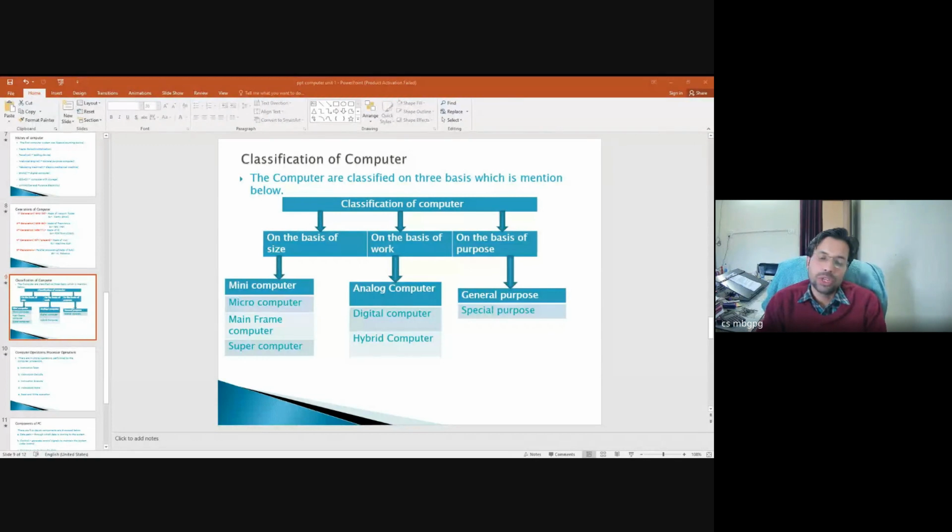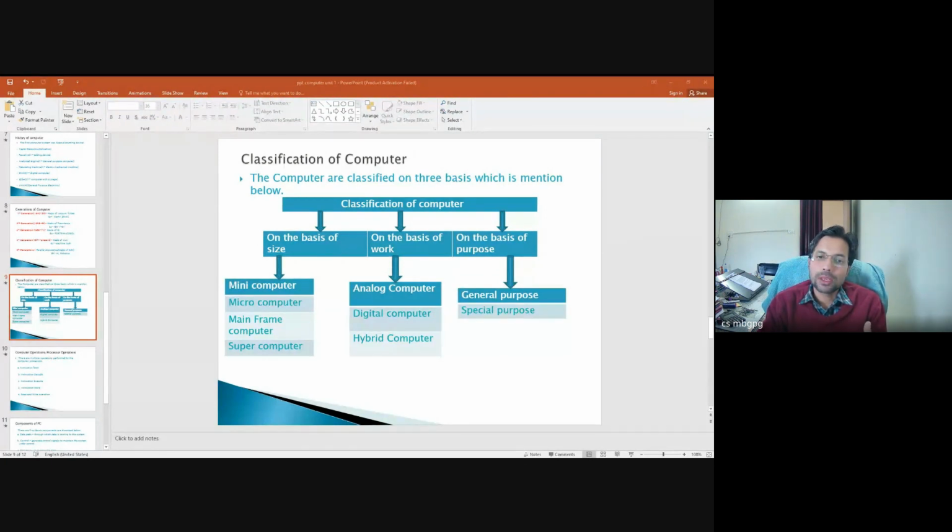Computers are categorized in 3 ways: according to purpose, according to data handling techniques, which is also called on the basis of work, and according to size, which is also called according to functional units. We will first discuss on the basis of purpose. According to purpose, the computer systems are categorized in 2 ways.